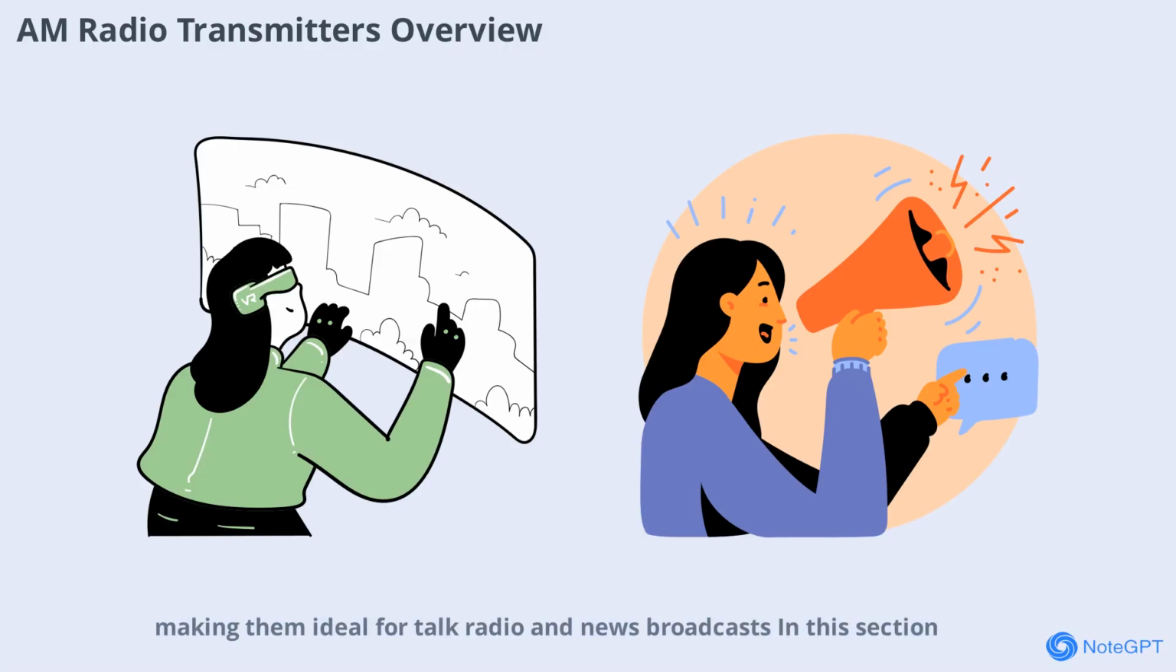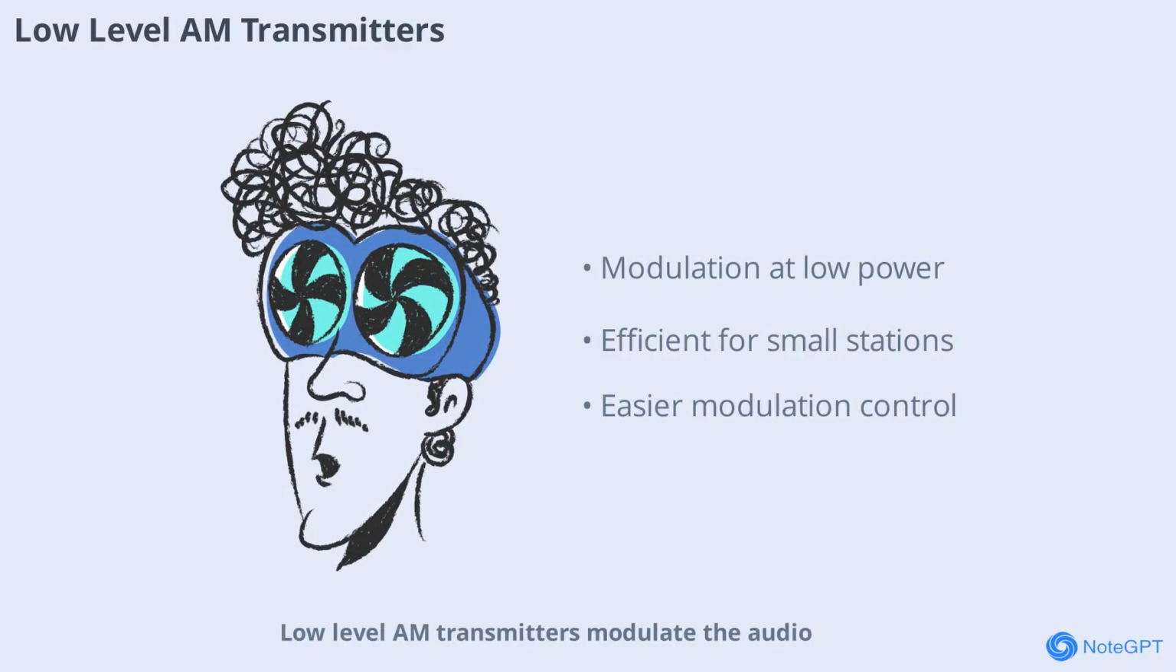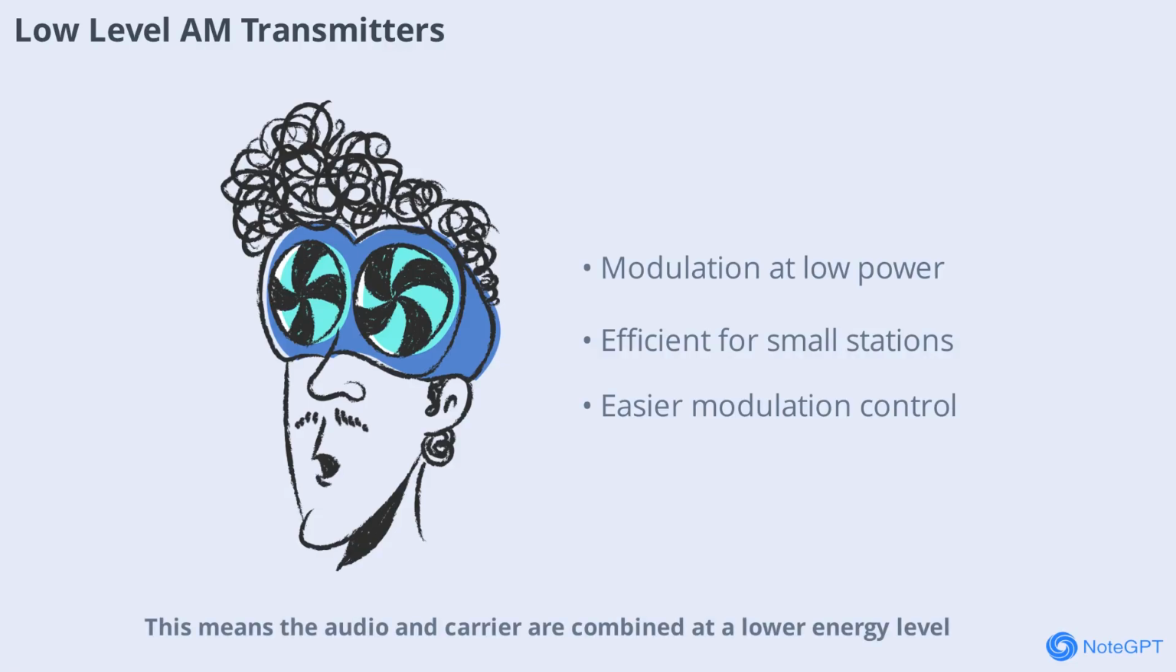In this section, we'll look at the two main types of AM transmitters, low-level and high-level. Each has its own unique design and application, which we'll explore in detail. Low-level AM transmitters modulate the audio signal at a low power stage before amplification. This means the audio and carrier are combined at a lower energy level, and then the resulting signal is amplified to the desired transmission power.